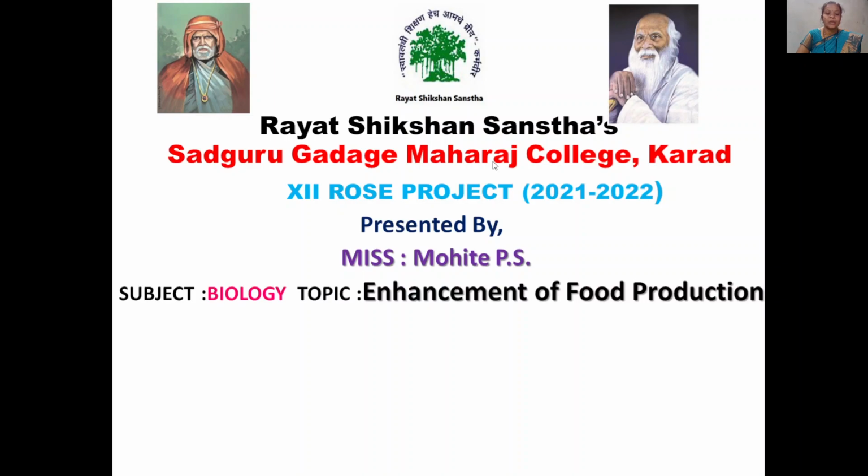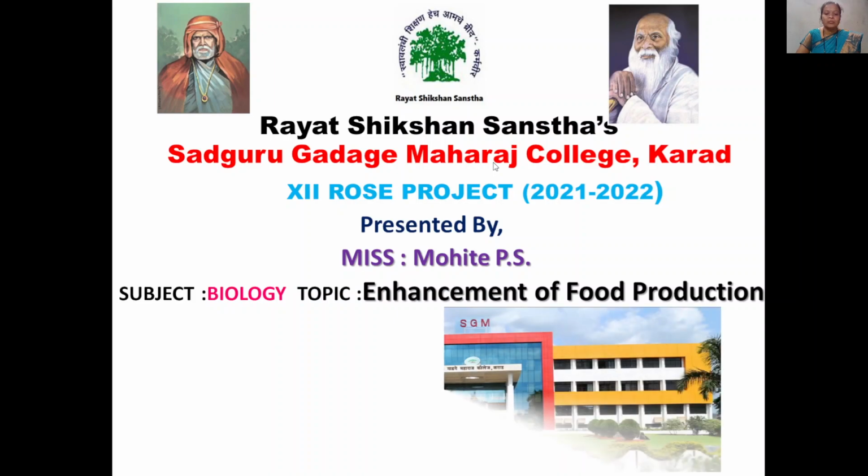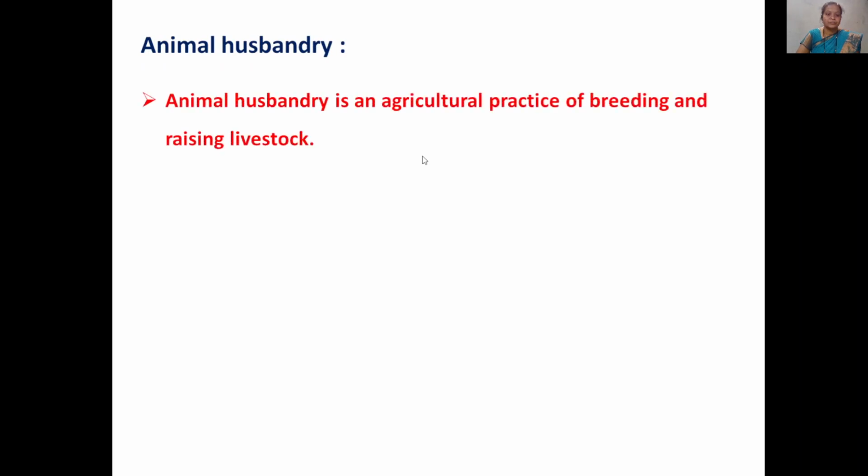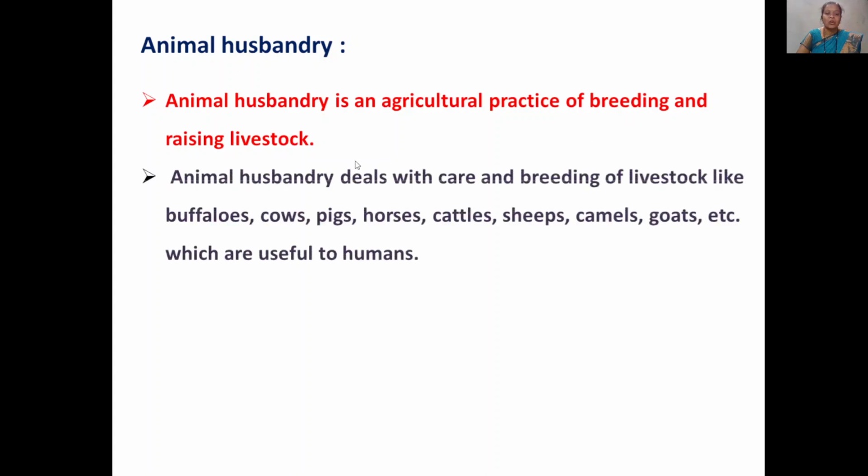My subject is biology. My topic name is enhancement of food production. This is our third lecture of enhancement of food production. In this lecture, we study animal husbandry. Animal husbandry is an agricultural practice of breeding and raising livestock.